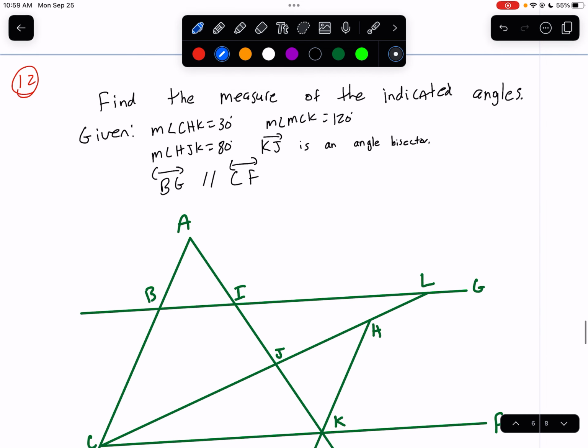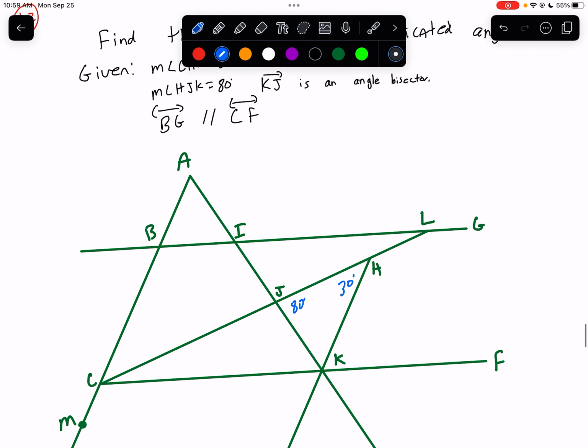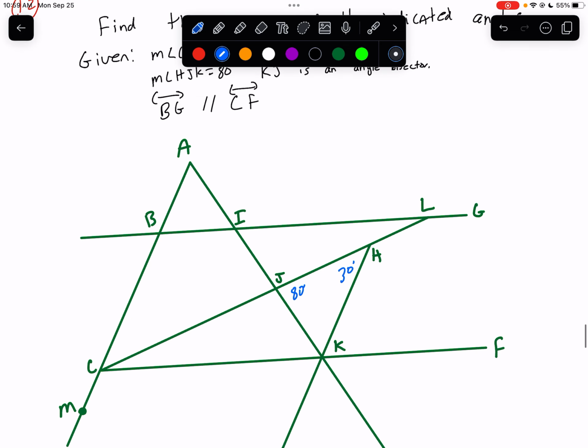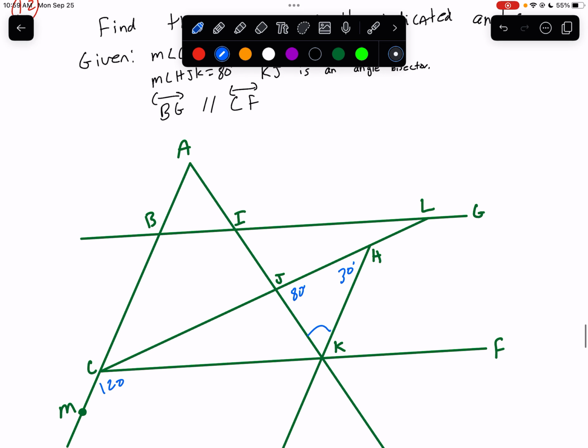All right. Find the measure of the indicated angles given all this. Let's start filling in what they gave us. CHK is 30 degrees. HJK is 80 degrees. Angle MCK is 120 degrees. KJ is an angle bisector. That's all of our given stuff. And so we got to work with it.